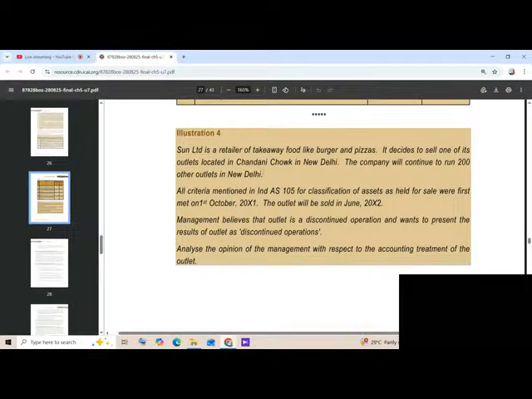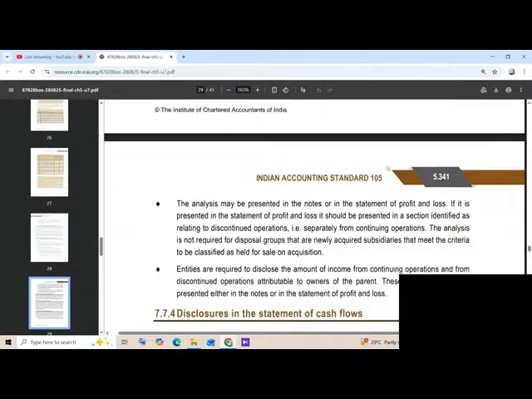Okay. Sun Limited is a retailer of takeaway food like burgers. Okay, we have done this. Okay, so that will be all.